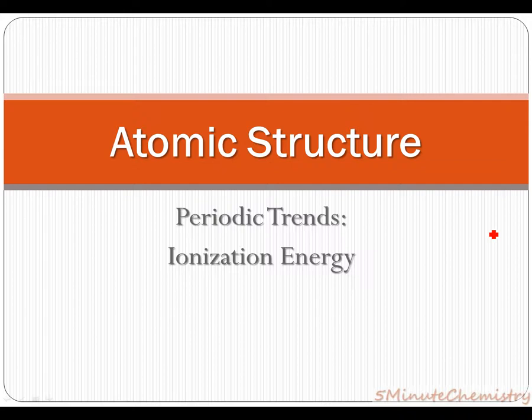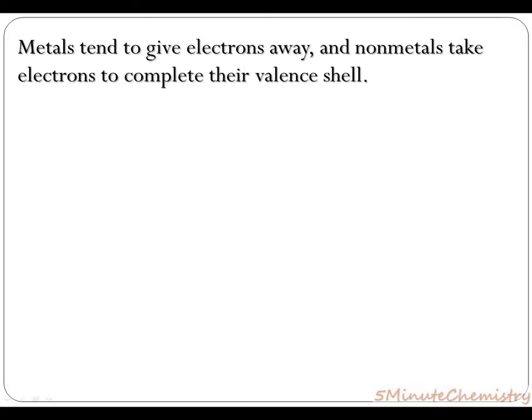We're going to continue talking about periodic trends now. Specifically, we're going to hit ionization energy. To begin with, you need to be aware that metals tend to give electrons away. Nonmetals, they will take those electrons. This way, both the metals and the nonmetals can complete their valence shell.